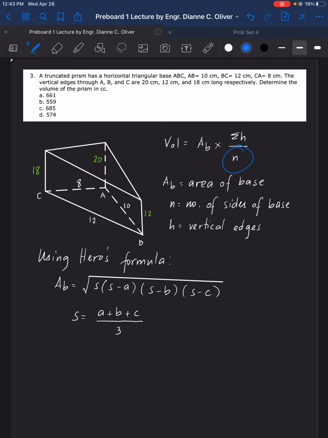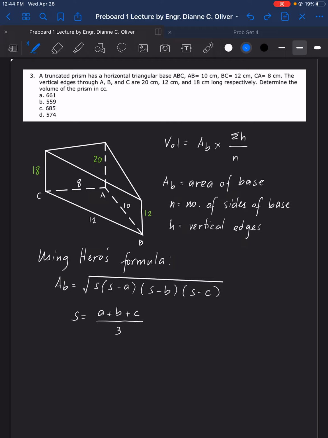Then N is the number of sides of the base. Okay? Then for us to solve for this, we need to solve for the area of the base, because we already have the summation of H and N. So we need to solve for the area of the base using Heron's formula.